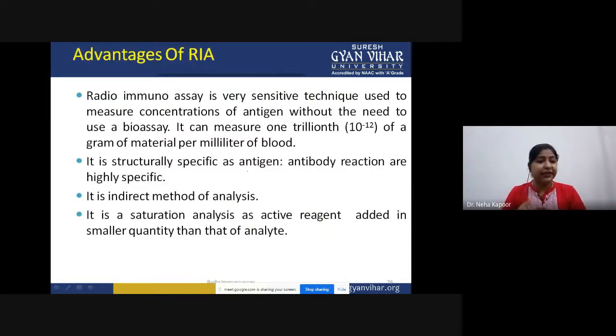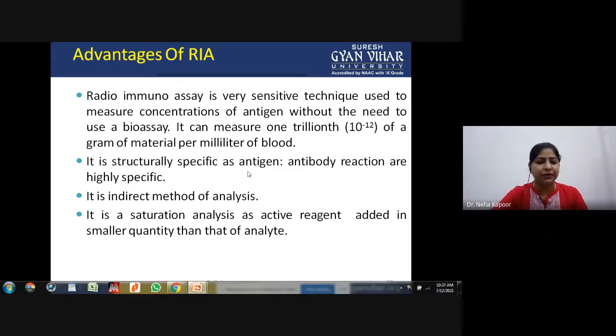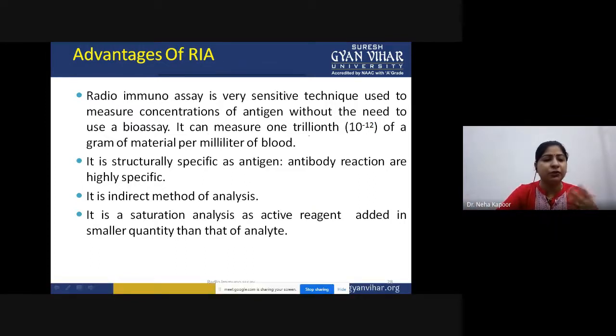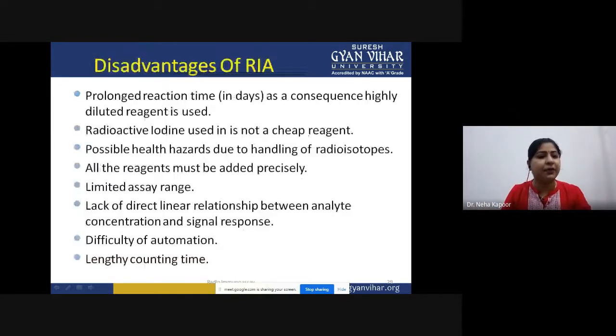What are the advantages? It is a very sensitive technique. You can measure the concentration of antigen without the need for any kind of bioassay. You can measure down to 10 to the power minus 12 gram of material per milliliter of blood. It is very specific in nature because it depends upon specific antigen-antibody reactions. However, it is an indirect method of analysis also, because depending upon the free antigen, we are basically measuring the concentration. It is a saturation analysis also, because we saturate the antibody sites with the help of a particular antigen.